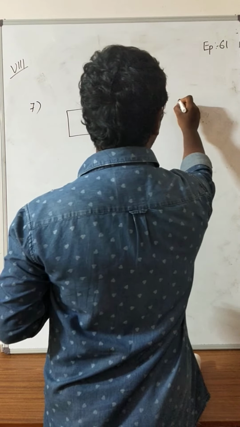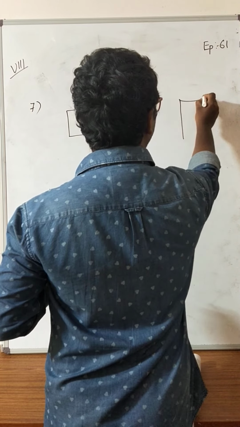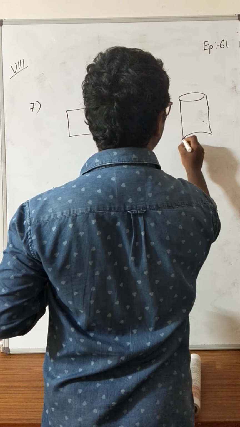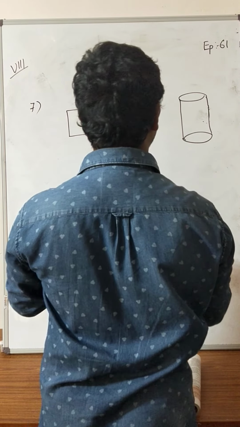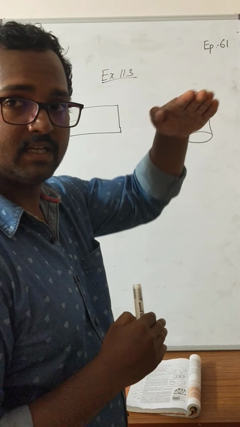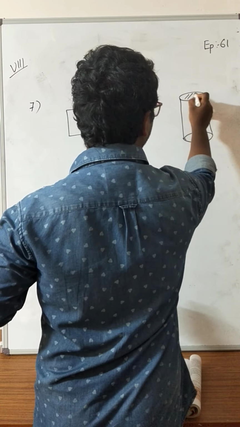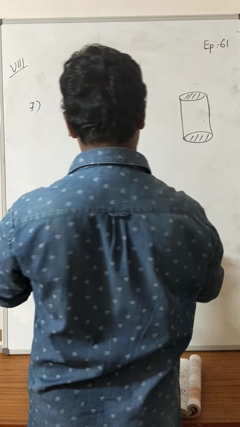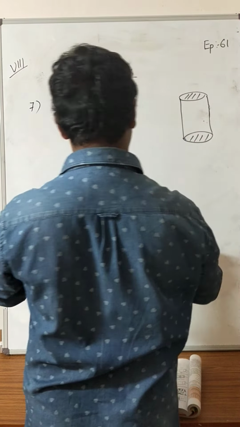With this we have made a closed cylinder. Closed cylinder means it is closed from here and it is closed from here. It is not an open one, this is a closed one. So from this we have made this. So I am asking, whatever area we have used, we have used to make this.